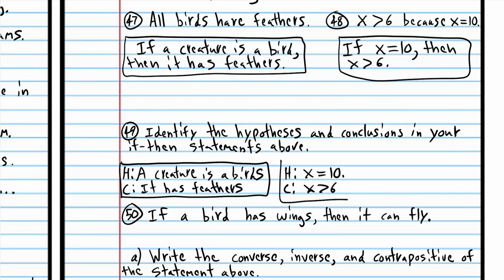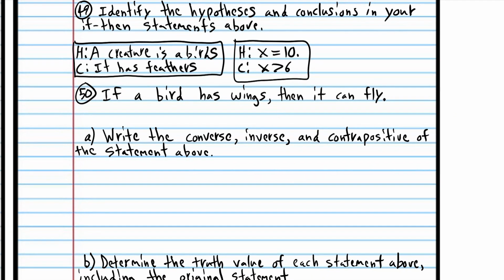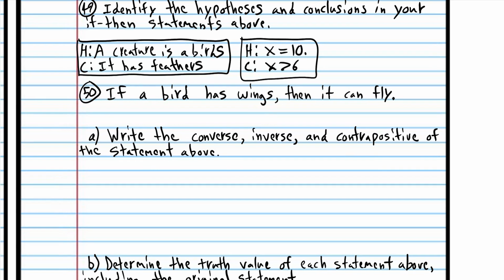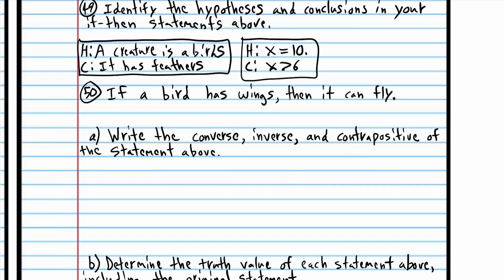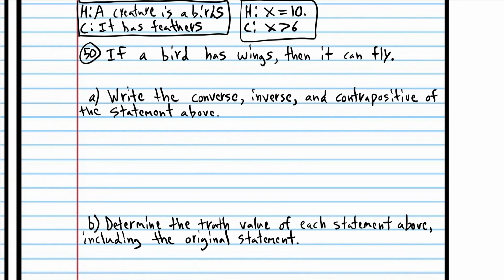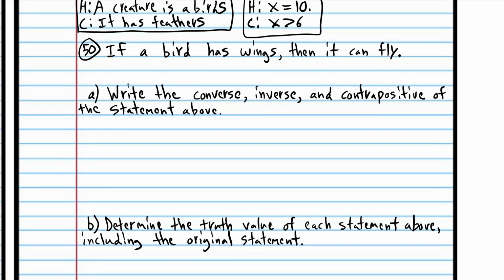So if you got those answers, good job. All right. So number 50, we're going to write the converse, inverse, and contrapositive of this statement here. So this is good practice. I don't know how much time we're going to have here. We're running out of time. I don't want to go much longer. But see if you can try number 50. Write the converse, inverse, and contrapositive of the statement above. And when you come back, we'll do it together.